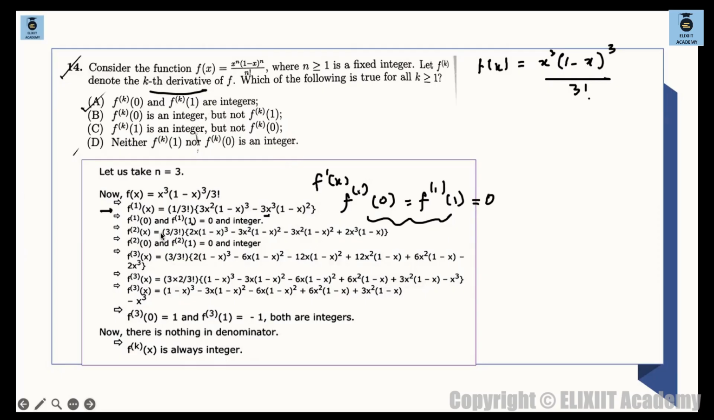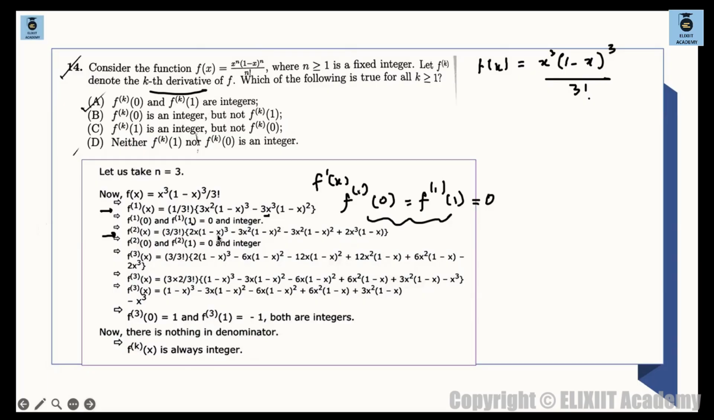Similarly you will check for f2(x), मतलब f double dash of x. Similarly if you check for f2(x), you will obtain this quantity, this thing. Again फिर देखोगे f2 of 0 and f2 of 1 will be 0. फिर से वो 0 आ जाएगा, which is once again integer. So till date तो we are still getting integers.